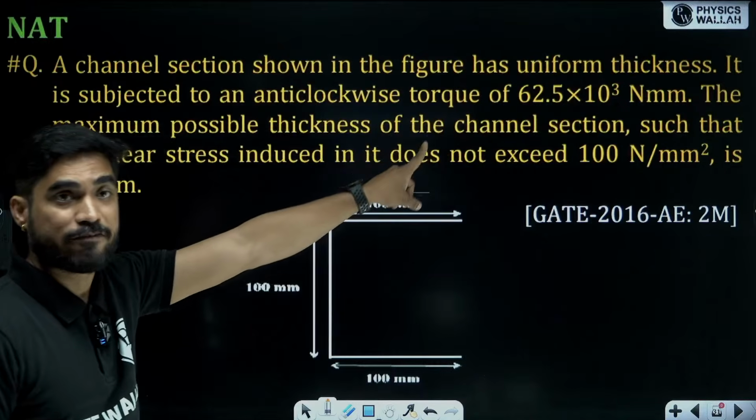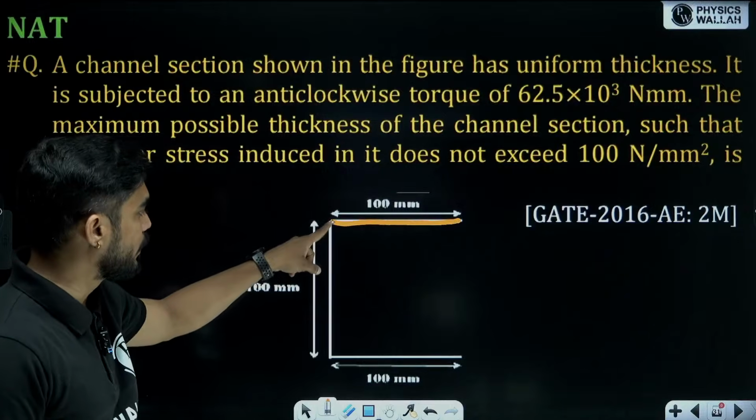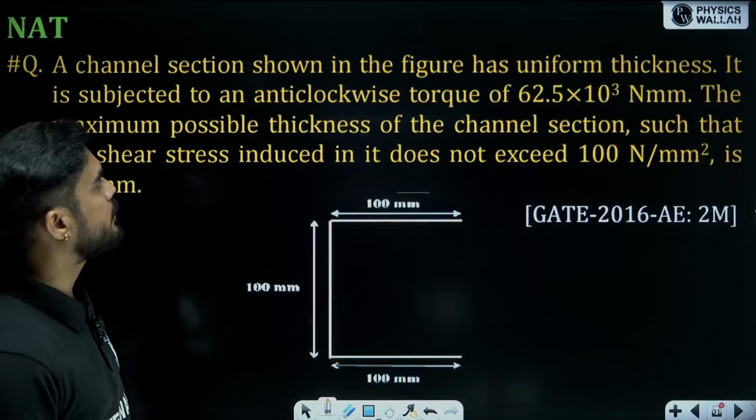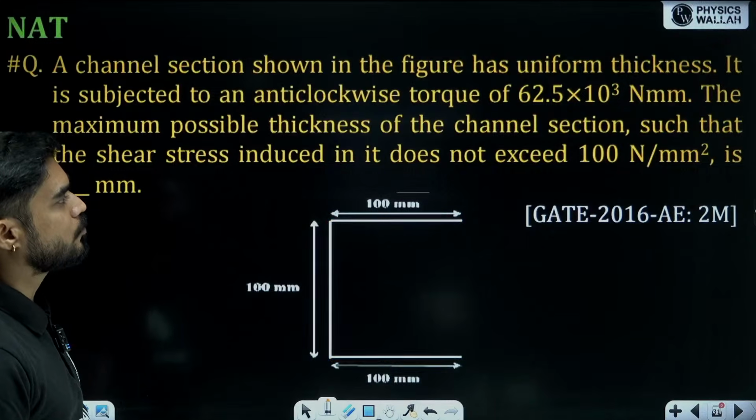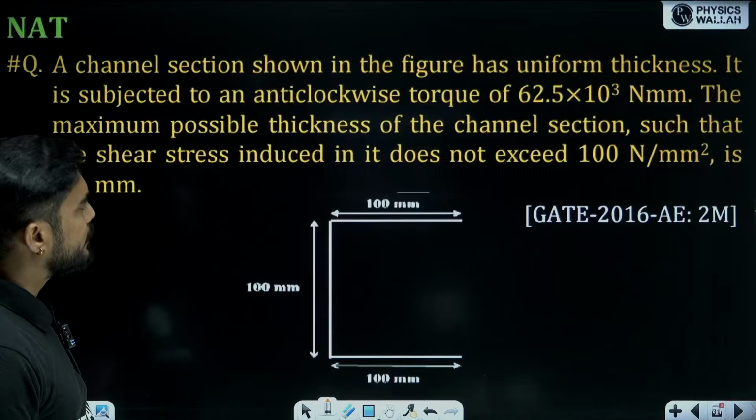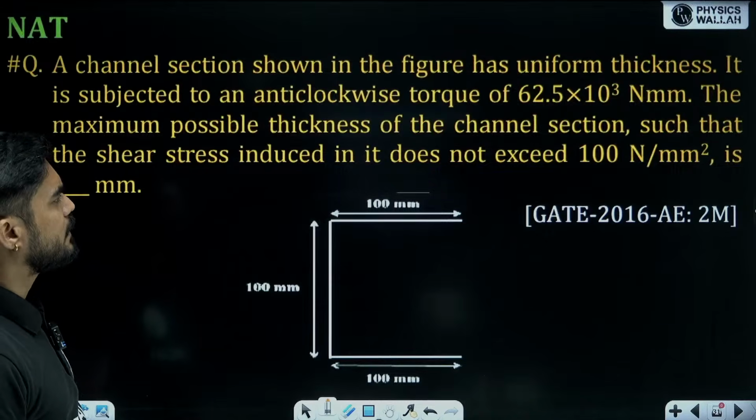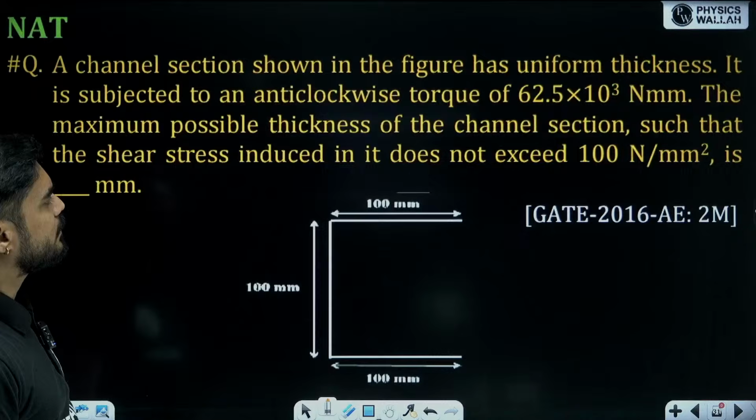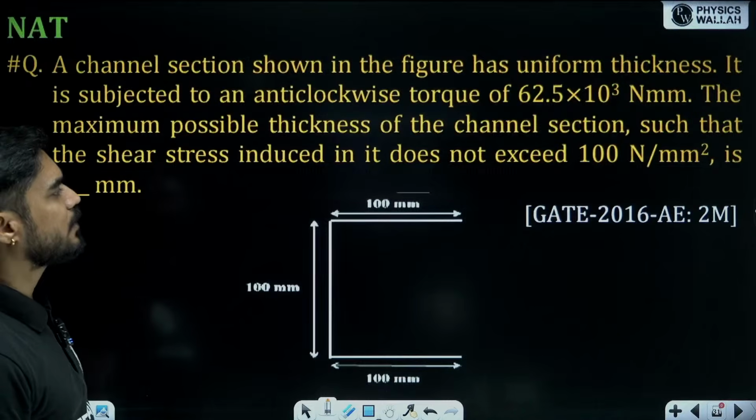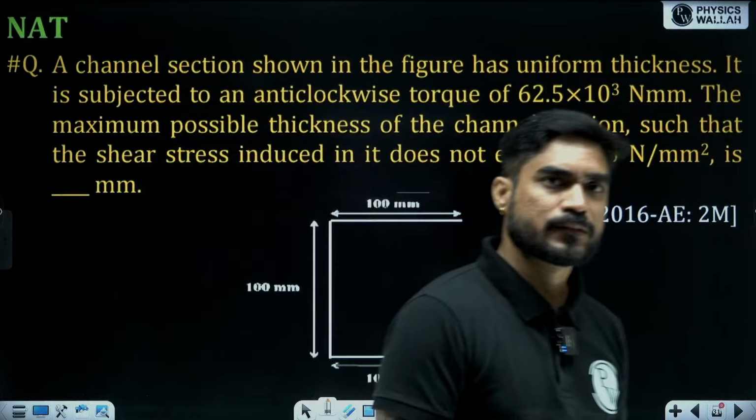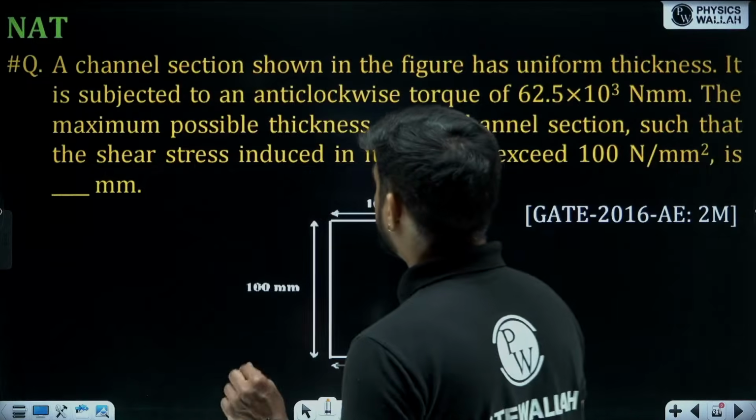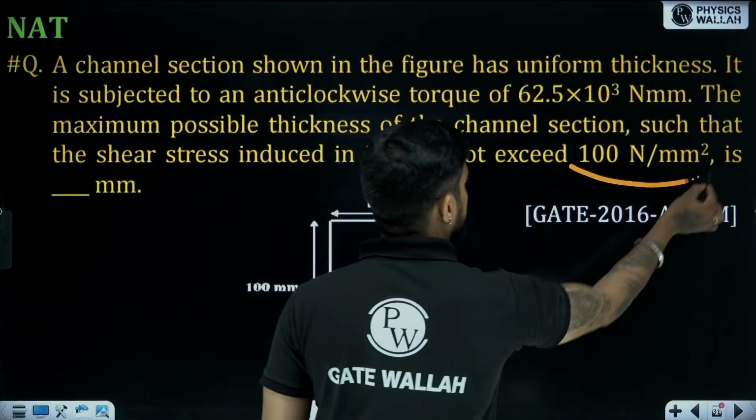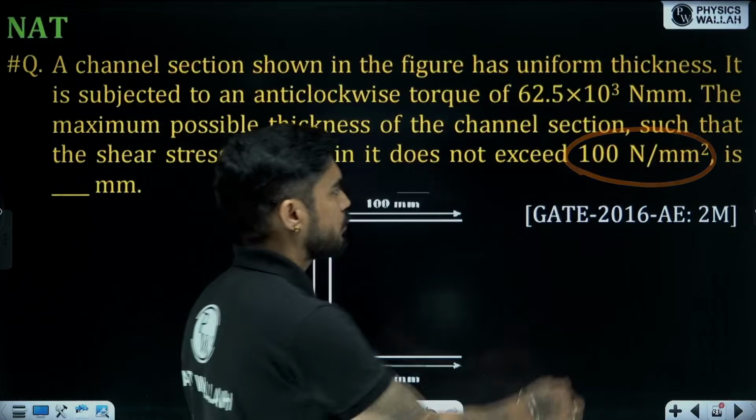Uniform thickness means they have given the central line. See, they have only given you the central line. Thickness is constant here. It is subjected to anti-clockwise torque of 62.5 into 10 to the power 3 Newton mm. Maximum possible thickness of the channel section such that the shear stress does not exceed 100 Newton per mm square is. They are asking you to find maximum possible thickness, means the value of t, so that tau does not exceed this value. So let's put the value of tau this much.